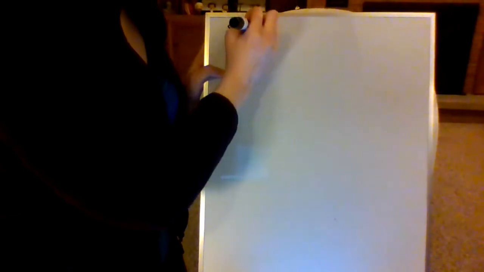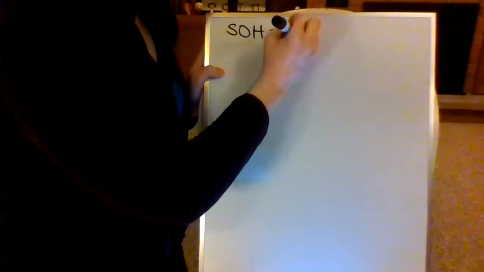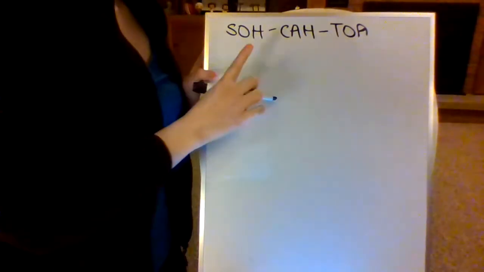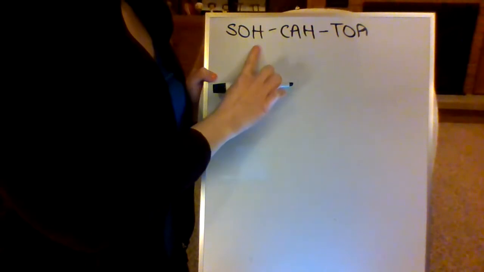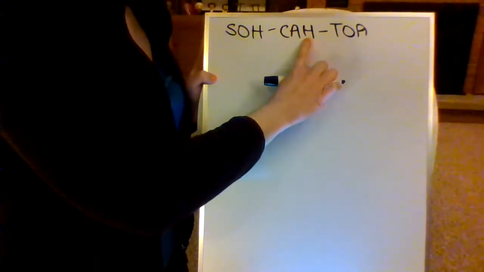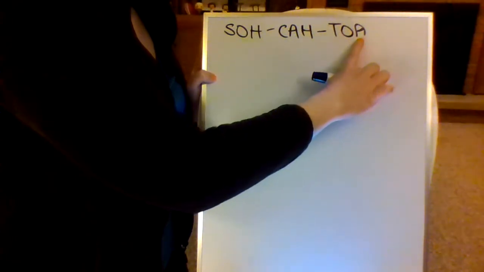So if you remember, SOHCAHTOA is an acronym to help you remember how to find the trig ratios of a right triangle. So this means sine is opposite over hypotenuse, cosine is adjacent over hypotenuse, and tangent is opposite over adjacent.